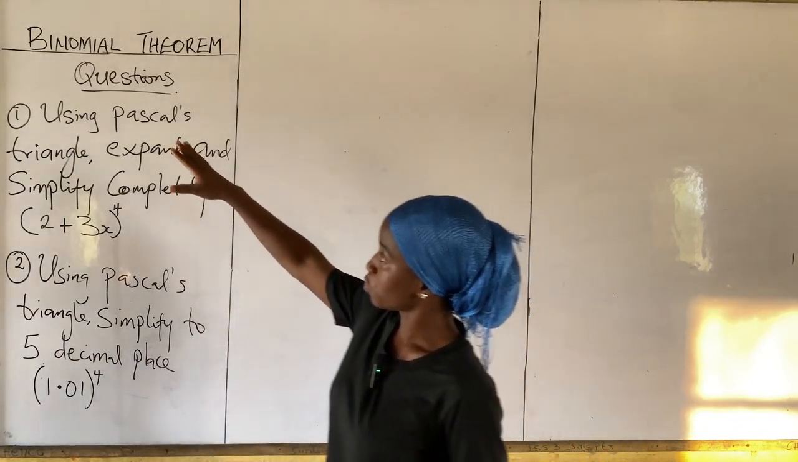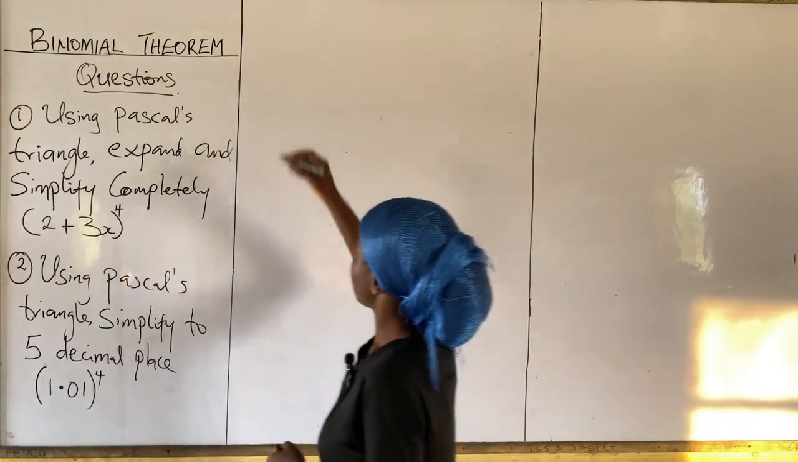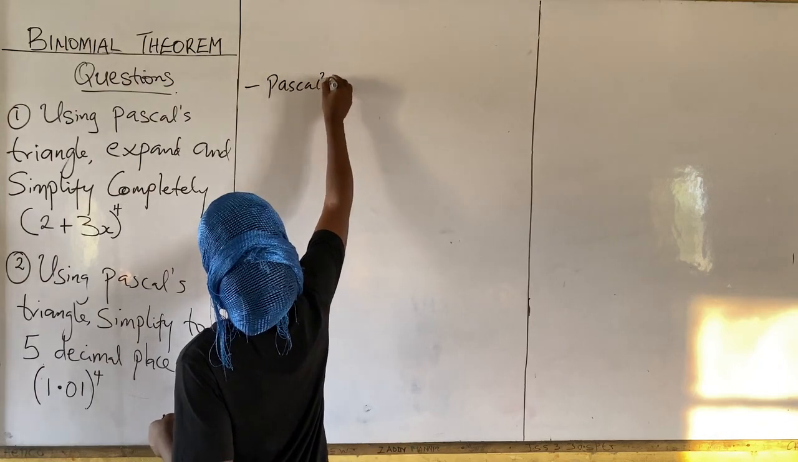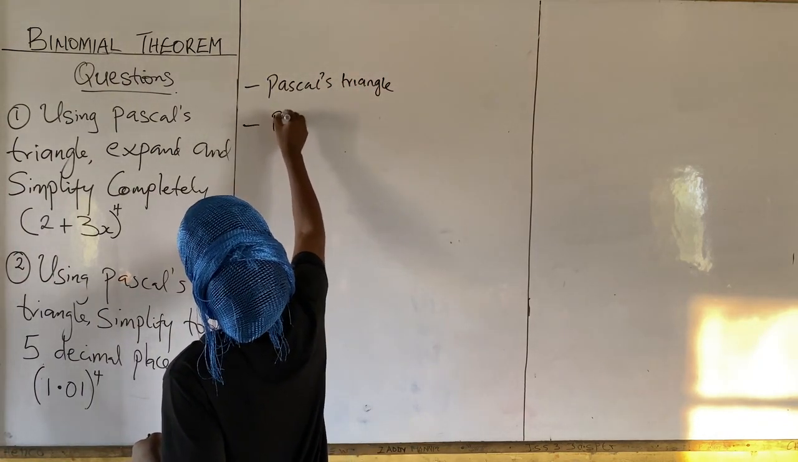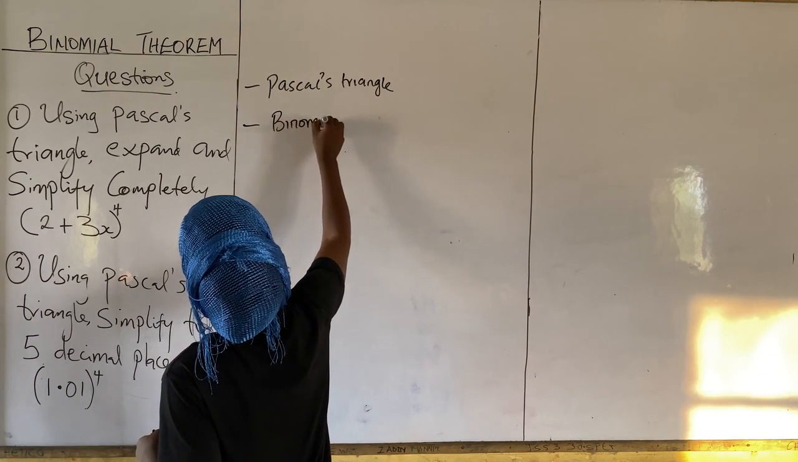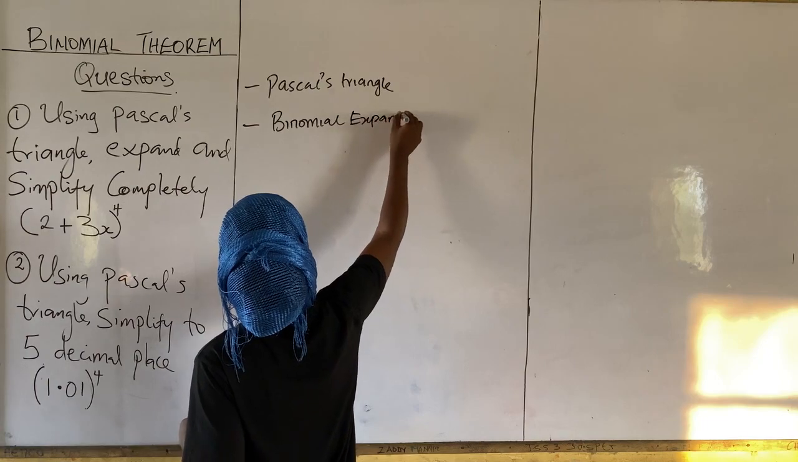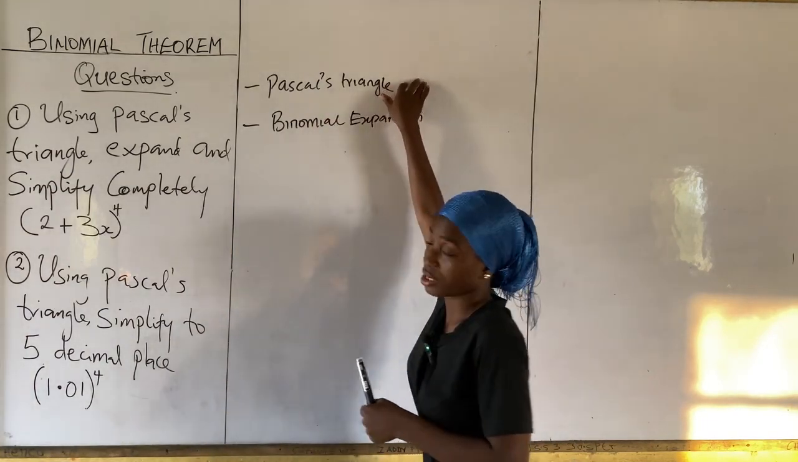Now, today we are looking into the binomial theorem. In that binomial theorem, we're going to look at two aspects. The first one, we're going to use our Pascal triangle to solve questions. And the second, we are going to look at our binomial expansion. So first of all, let's start with our Pascal triangle.